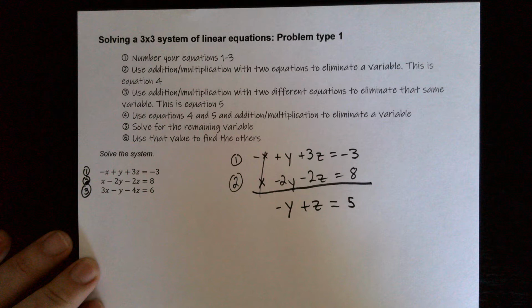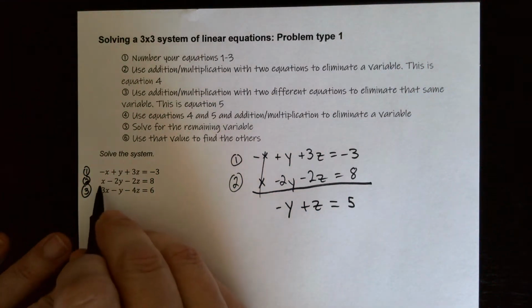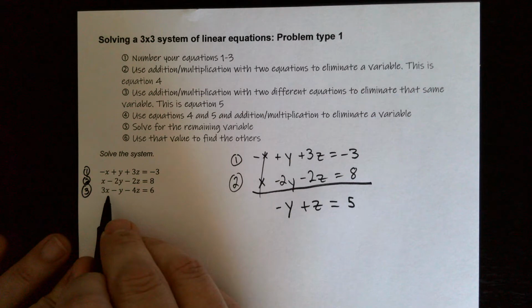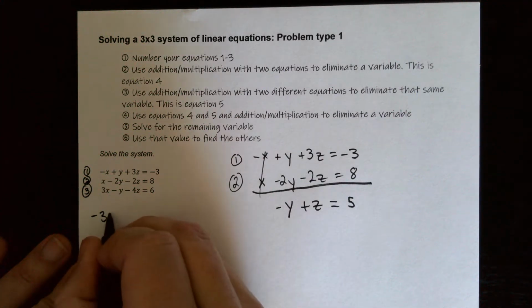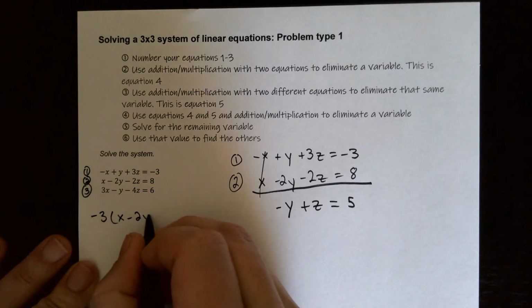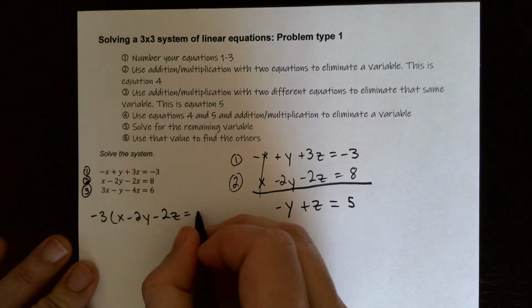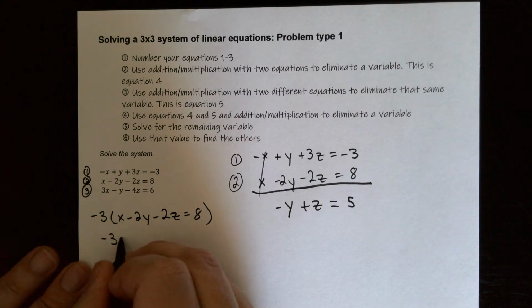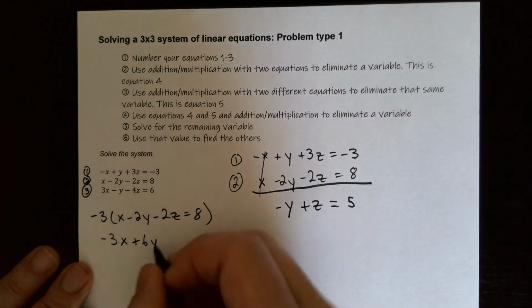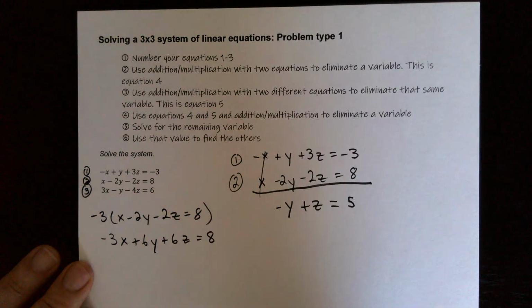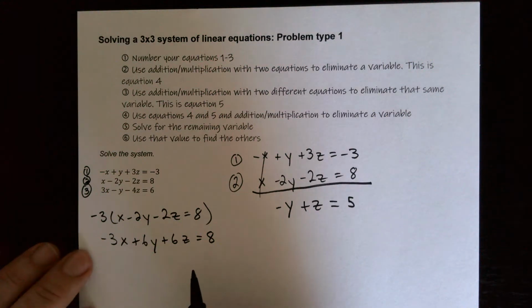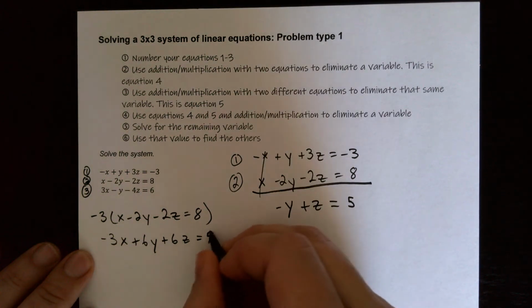Okay, and for number 2, I want to eliminate the x, so I can multiply this first one by a negative 3 out front. Positive 3x will cancel. So I'm going to multiply this whole thing by a negative 3. Write that out. 3 times x minus 2y minus 2z equals 8. If I do that, I get negative 3x plus 6y plus 6z equals 8. Okay, so that is the second one being multiplied out. Oh, it shouldn't be 8, it should be 24, excuse me, negative 24.